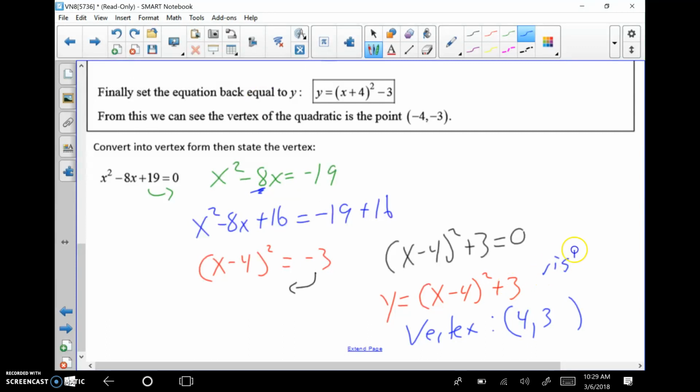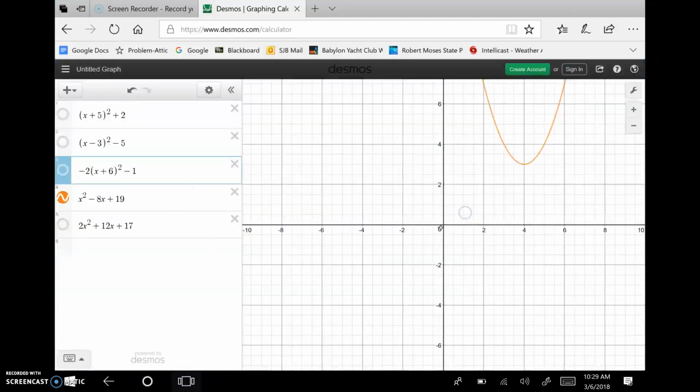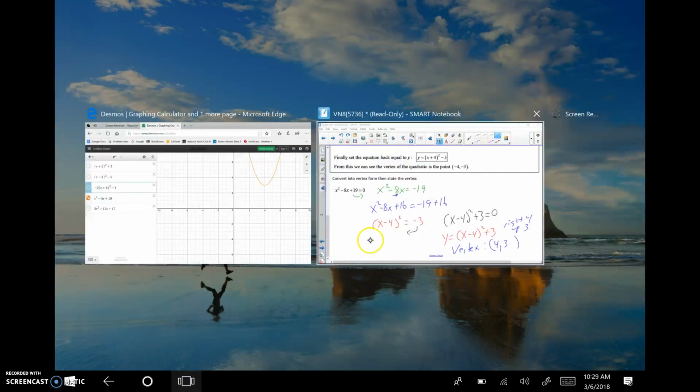Right 4 and up 3. The minus inside means right. The plus outside means up. Well, that's what's happened. From the origin, how do I get to the vertex? I go to the right 4 and up 3. That brings me to the point (4, 3).